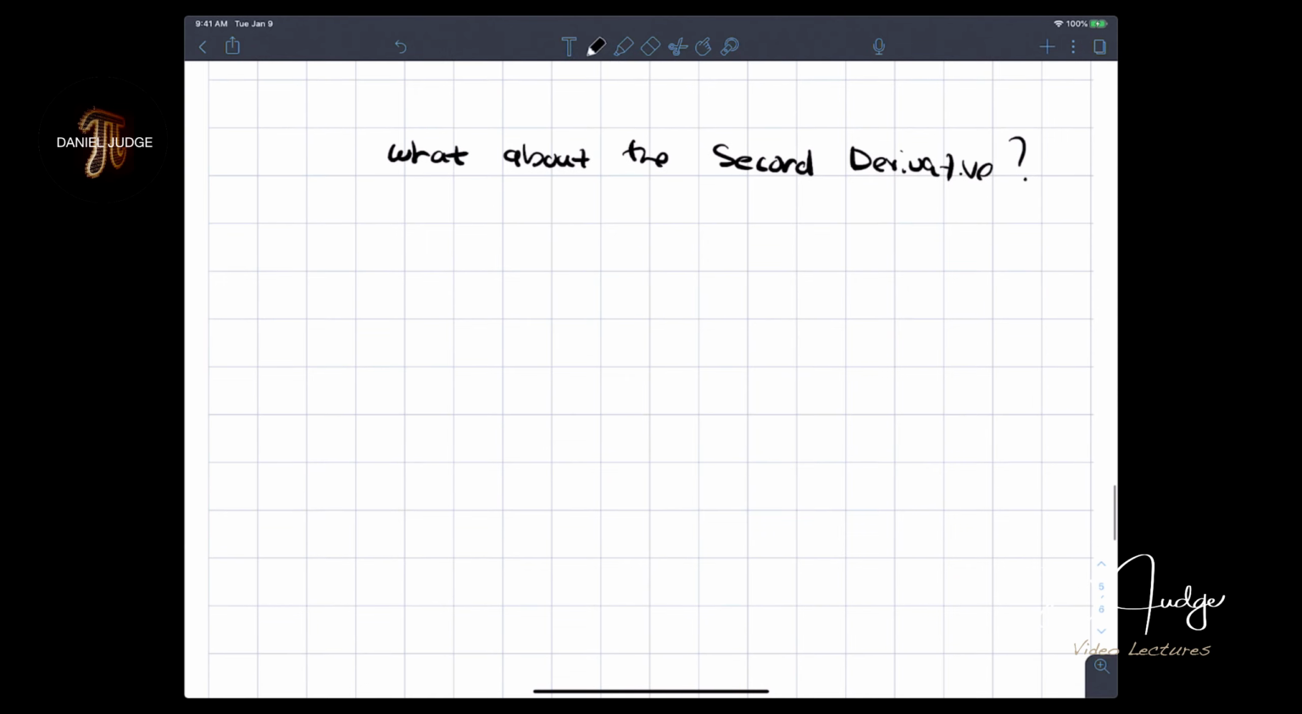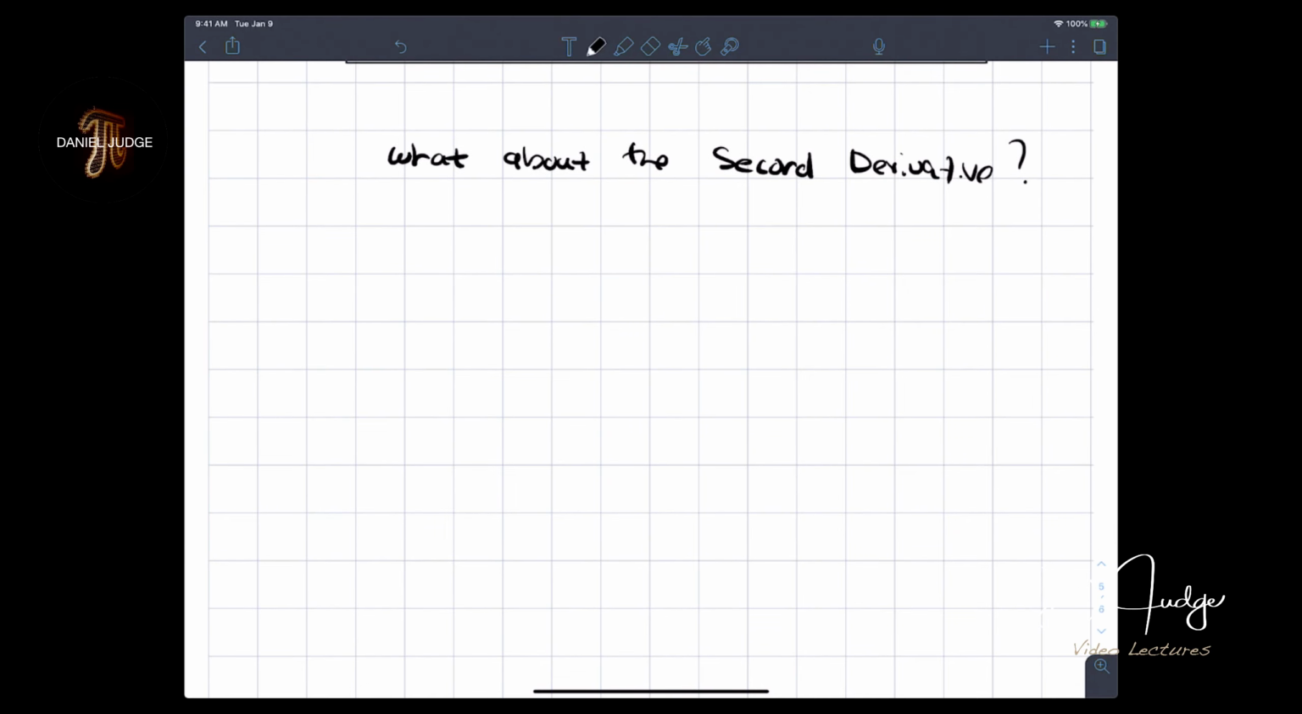What about the second derivative now, right? The second derivative, meaning d squared y dx squared, right? What formula can we use for the second derivative now?